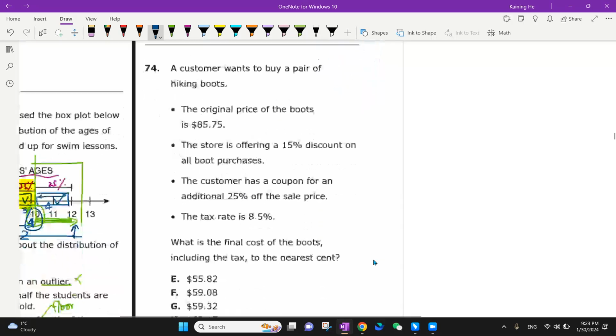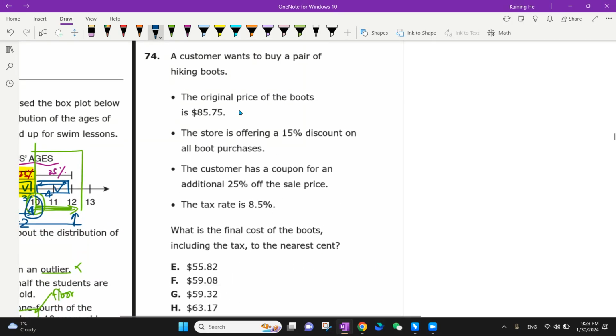Wonderful. Let's take a look at number 74. Now here we have a customer who wants to buy a pair of hiking boots. The original price is $85.75. The store is offering a 50% discount on the boot purchase. And then the customer has a coupon for an additional, again, pay attention to the word additional, 25% off the sales price. So that means I'm going to do this first. I'm going to do the discount second. And then I'm going to do a coupon discount again on the off price.